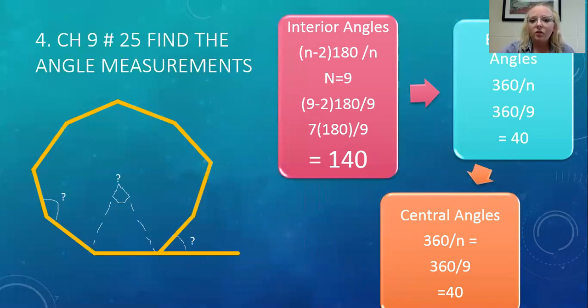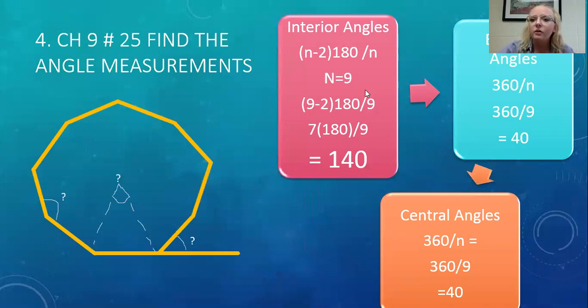For the interior angles, which is going to be this pink box, we are going to use the formula that's in here: (n minus 2) times 180, and then we're going to divide it by n. Now n is going to be the number of sides that we counted. So we know that n equals 9, and we're going to plug that in. 9 minus 2 times 180 divided by 9. 9 minus 2 is 7. So 7 times 180 divided by 9 equals 140. So the interior angle is going to be 140 degrees.